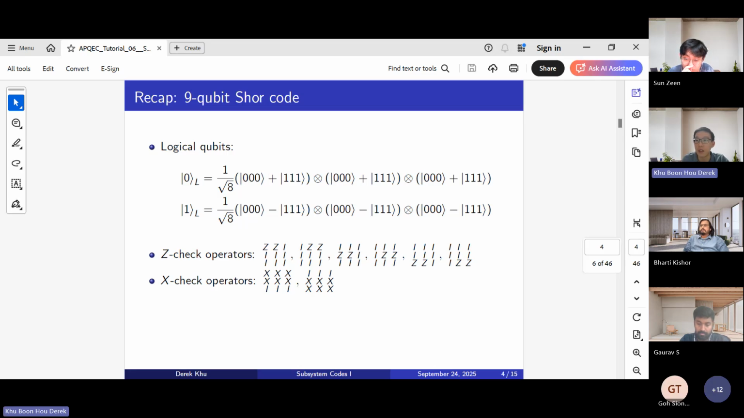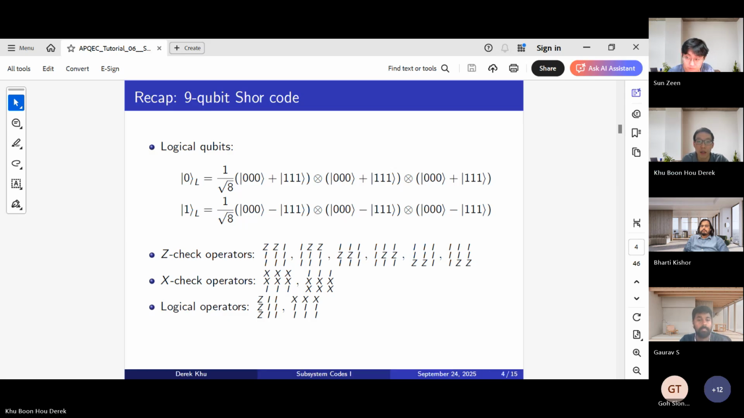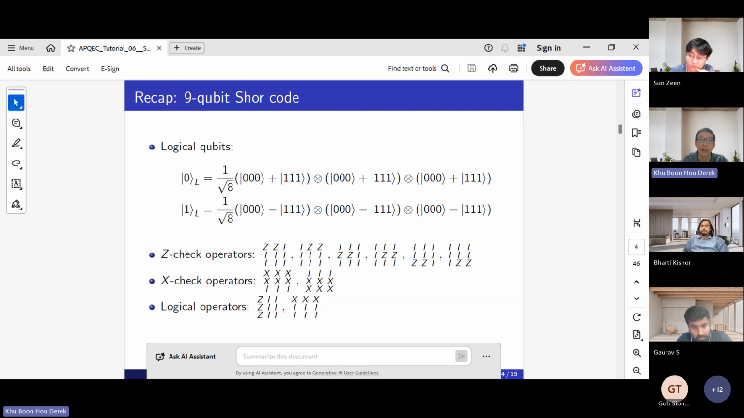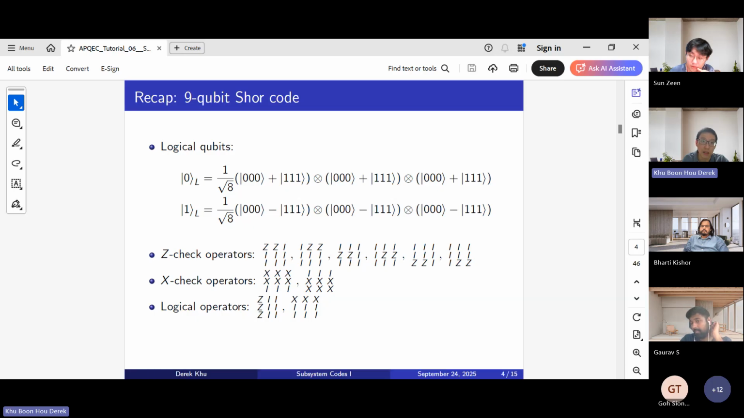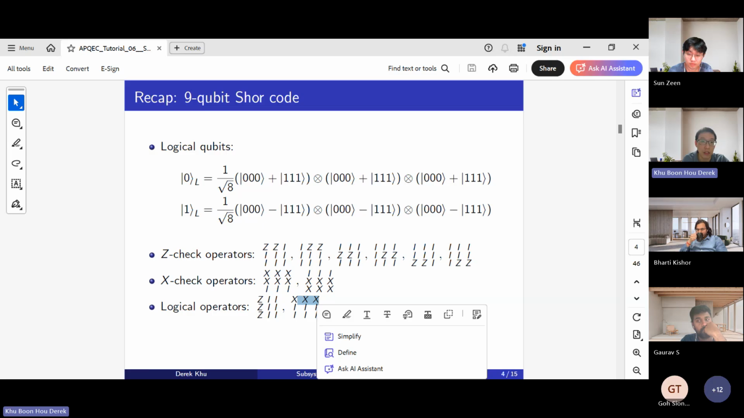So that's how the concatenated code works, and the logical operators for this would be given by a column of Z's and a row of X's. You could measure, say, the Z operators for the first, fourth, and the seventh qubit, and that would give you the logical Z. And then if you measure the X operators across the first 3 qubits, that would give you the logical X.